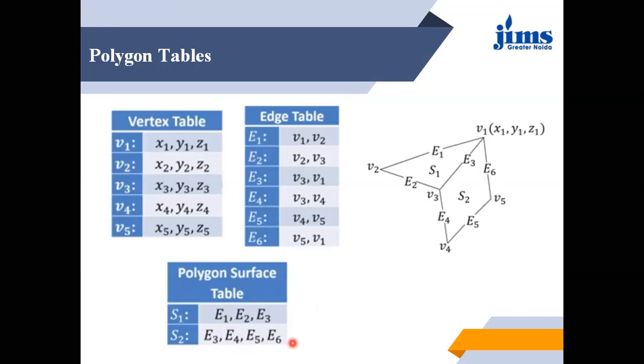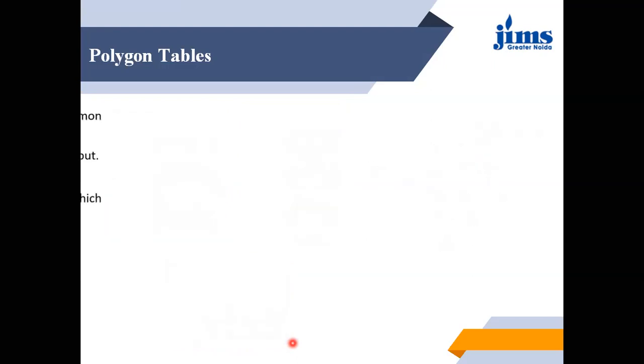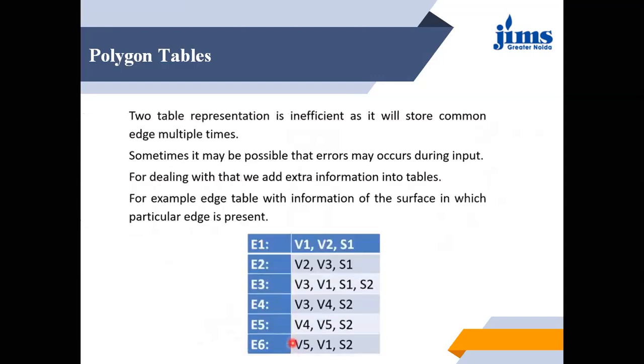We have to represent vertices in a separate table, edges in a separate table, and the surfaces of the polygon in a different table. Means there are three tables to store the values.